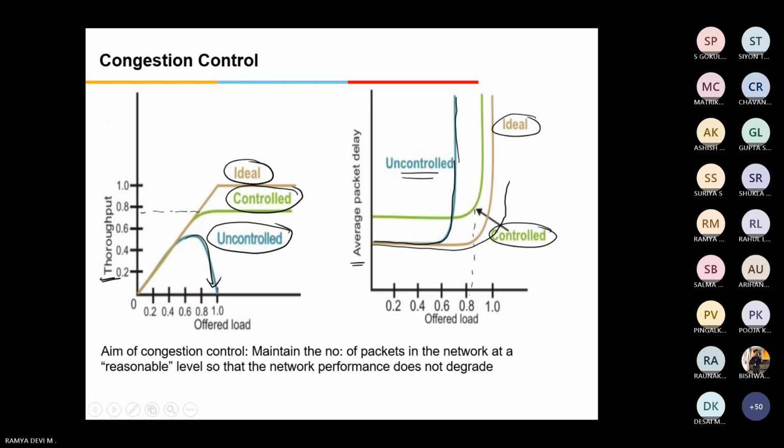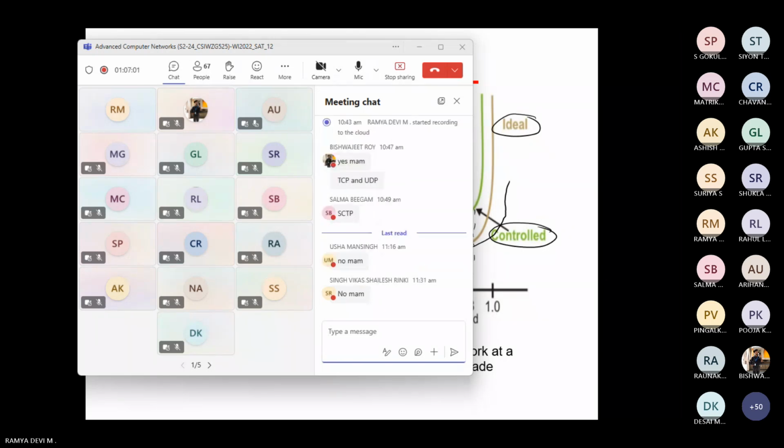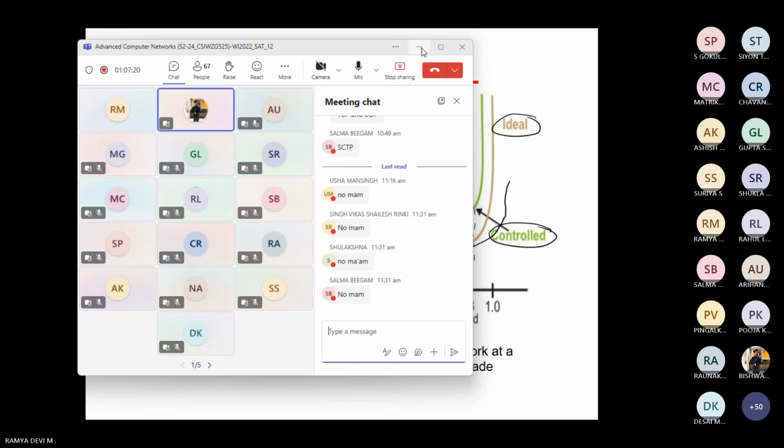Any doubts, ma'am? No, Vikash. What about others? Ma'am, can you please explain it once more, a little briefly? Which one, Gana? This congestion control. These two graphs.